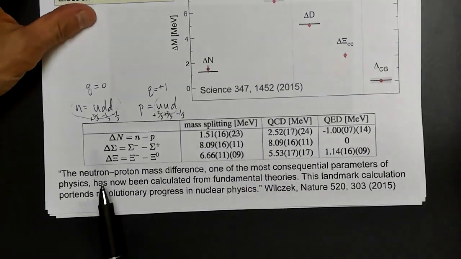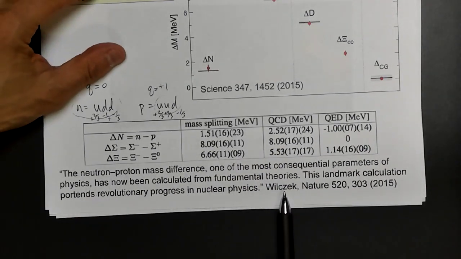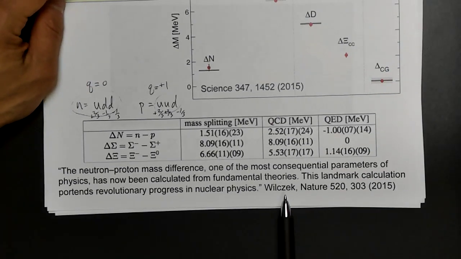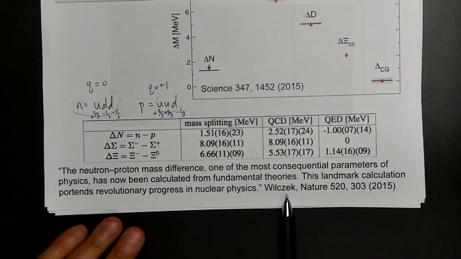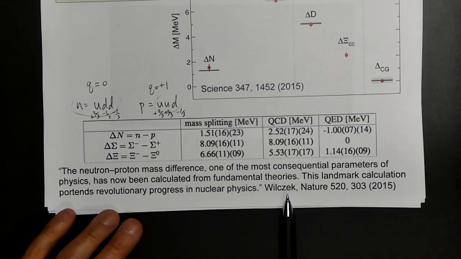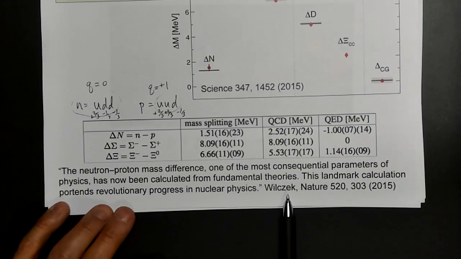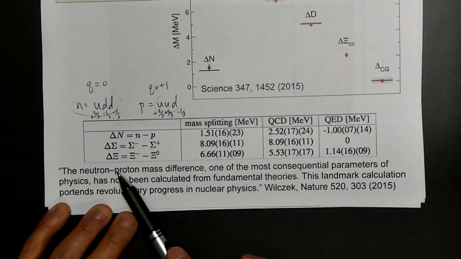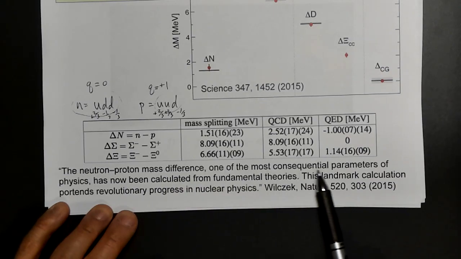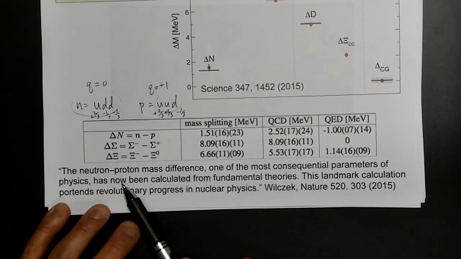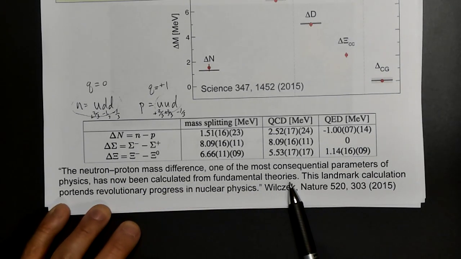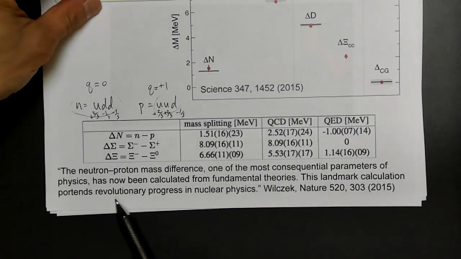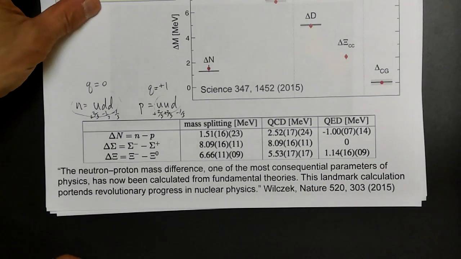In fact, there's a statement to this effect by Frank Wilczek. We discussed Frank Wilczek. He was the Nobel Prize winner who was involved in asymptotic freedom, talking about how the quantum chromodynamics coupling was changing as a function of the energy scale. And so he says the neutron-proton mass difference, one of the most consequential parameters of physics, has now been calculated from fundamental theories. Okay, so he calls it revolutionary progress in nuclear physics.